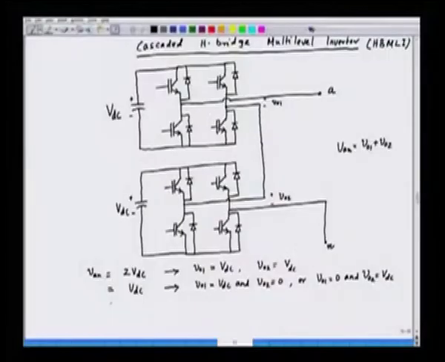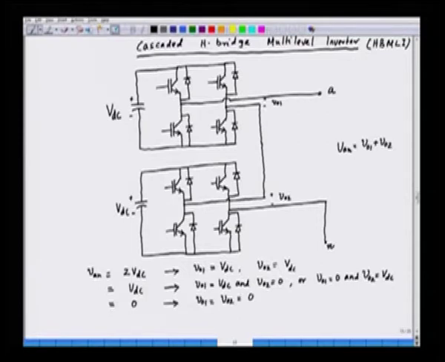And then we can have a situation where both VO1 and VO2 are 0. If both are 0, the output VAN is equal to 0. So we can have that possibility also, that VAN is equal to 0, and this is true when VO1 is equal to VO2 is equal to 0.